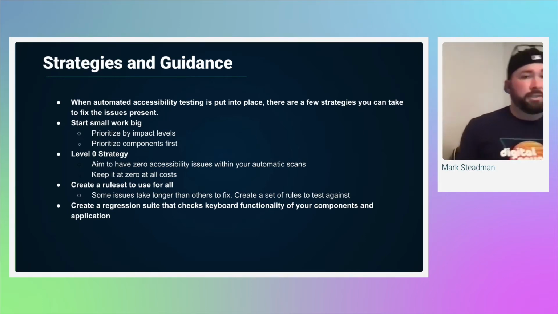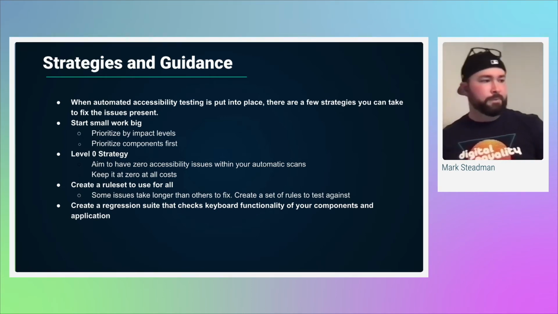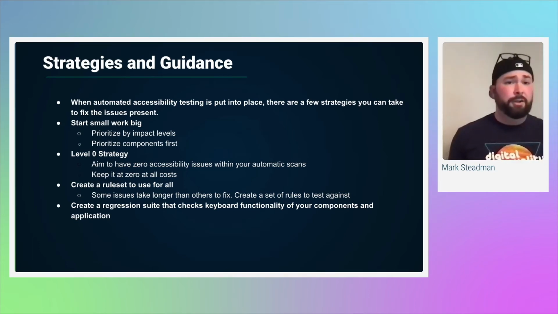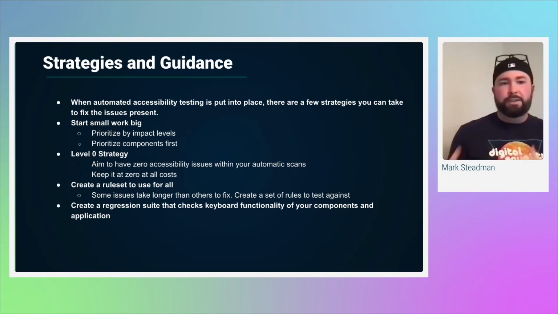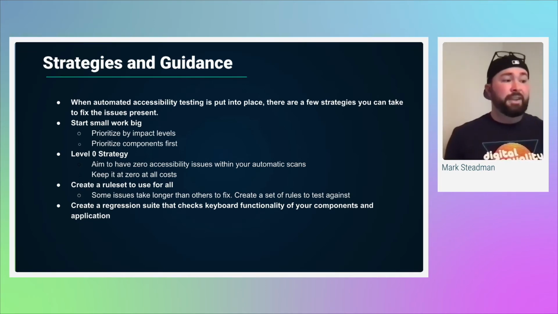A level 0 strategy. I love talking about this one because I always strive to get teams to get to this point. So aim to have 0 accessibility violations or issues within your automated scans, right? Yes, this can take a while to get to that point. When you get to that point, strive to keep it there. Big time. I can't tell you how many teams I've seen successfully maintain an accessible application. Yes, there is the manual aspect of testing it. However, in this case, if I keep it down at 0, I have a baseline accessible application, right? So keep it at 0 at all costs when you get to that level 0 strategy.